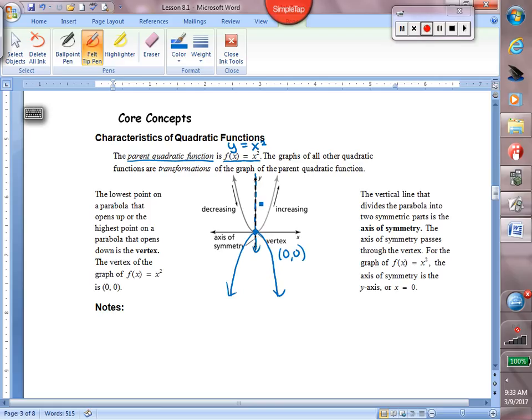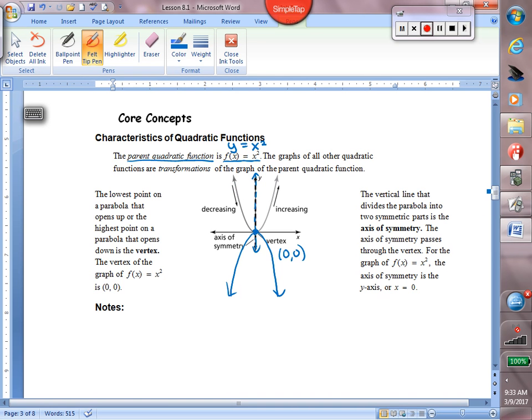The other feature of the parabola is called the axis of symmetry. The axis of symmetry is always a vertical line that divides our parabola into two symmetric parts. So it cuts our parabola in half, it goes through the vertex, and if we fold the parabola in half on the axis of symmetry, the two sides will match up perfect.